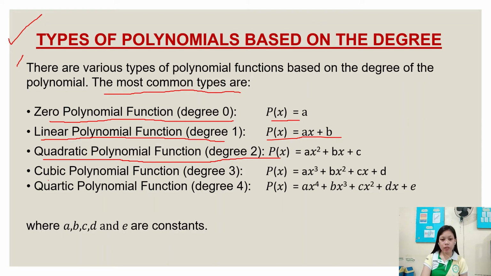The fourth type is the cubic polynomial function, degree 3: p of x equals ax cubed plus bx squared plus cx plus d. And the last is the quartic polynomial function, degree 4: p of x equals ax to the 4th plus bx cubed plus cx squared plus dx plus e, where a, b, c, d, and e are constants.